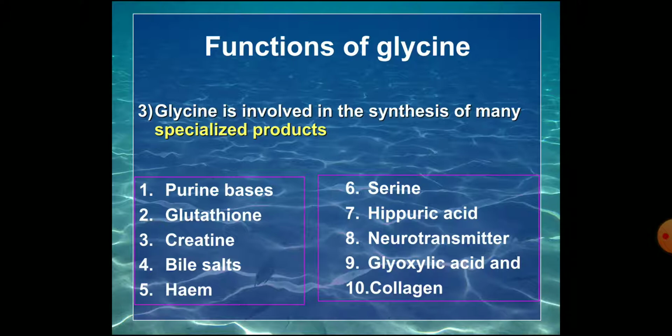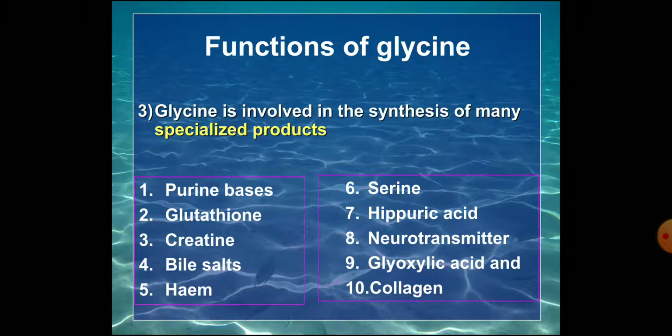So these are the important products formed from glycine: purine bases, glutathione, creatine, bile salts, heme. The first step in heme synthesis utilizes glycine. Serine is formed from glycine. Hippuric acid is a conjugated substance formed by glycine with benzoic acid. Glycine acts as a neurotransmitter and produces glyoxylic acid during metabolism, and 30% of the amino acids in collagen are glycine. The usual question for you is the important specialized products formed from glycine.